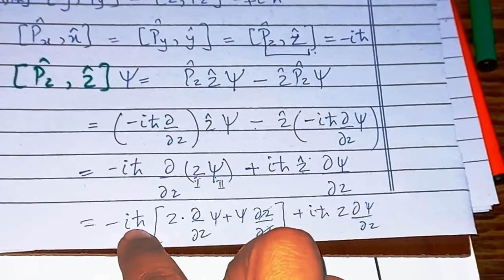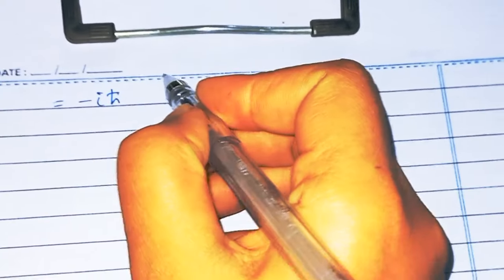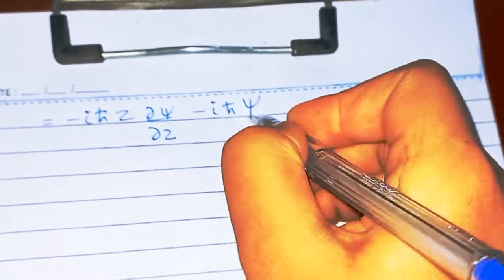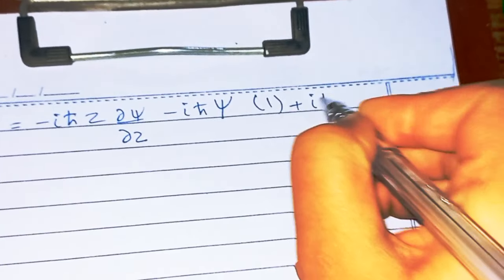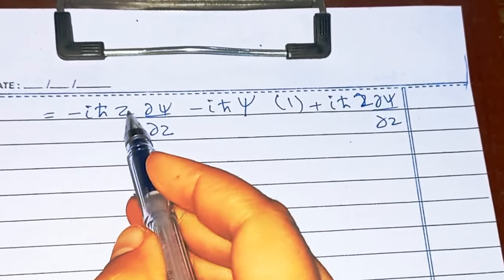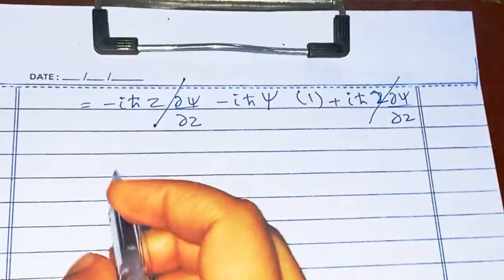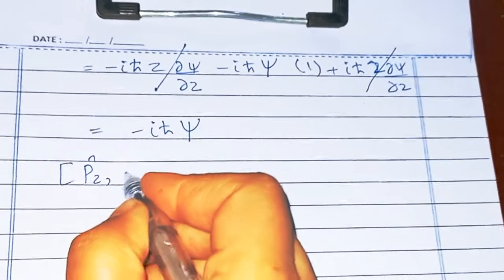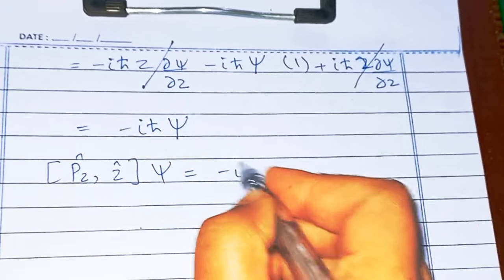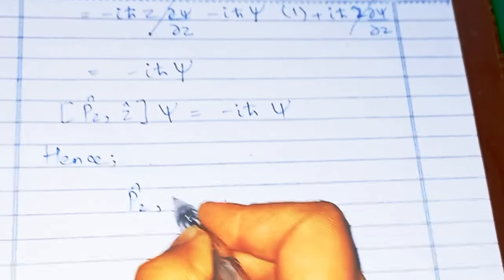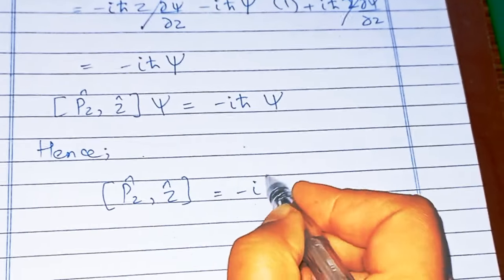So let's multiply minus iota h cut inside and see what happens. It's minus iota h cut z partial psi by partial z minus iota h cut psi into 1 plus iota h cut z partial psi by partial z. We can see it's minus iota h cut z partial psi by partial z, and it's plus, so they cancel out, and we have minus iota h cut times psi, and it was pz operator z operator times psi, that is equals to minus iota h cut psi. Hence we have the commutator of pz operator and z operator equals to minus iota h cut.